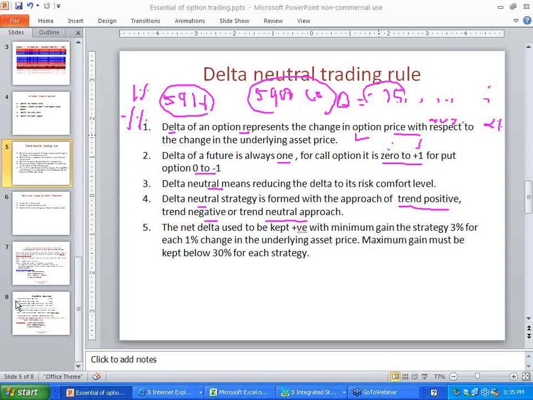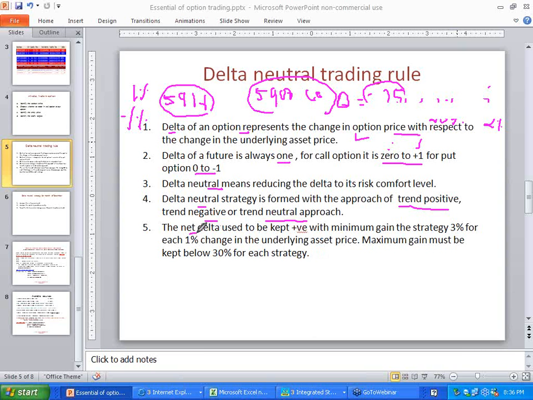A delta of 0.4 means 0.40, which means 40% risk. Each 1% rise in the underlying asset will appreciate the option by 40%. Each 1% depreciation also will reduce the option value by 40%. So this is a question asked by some of our participants.